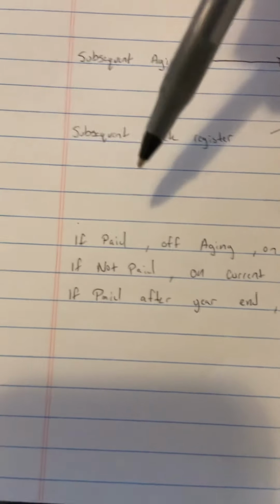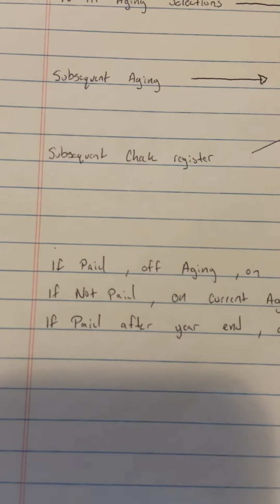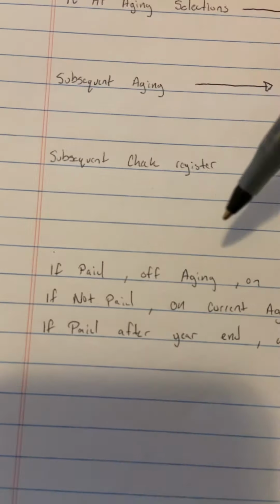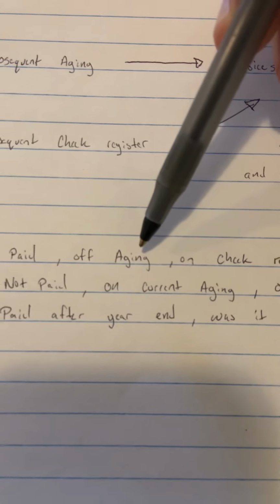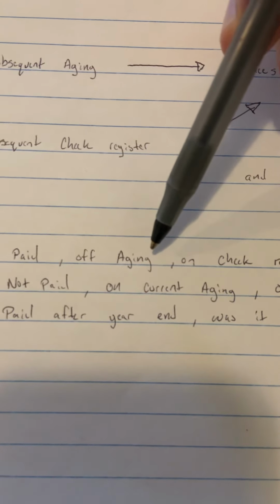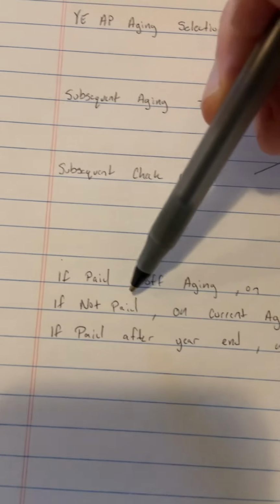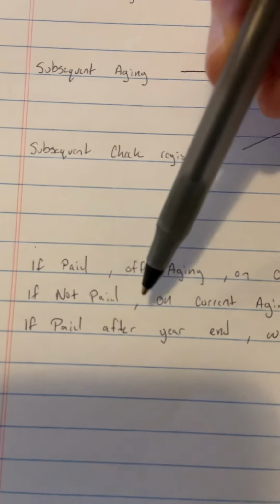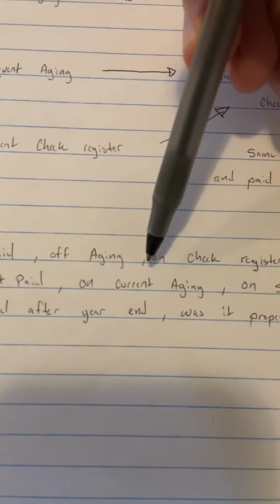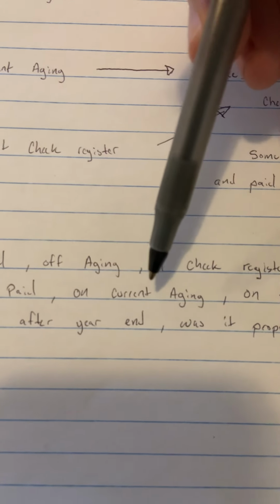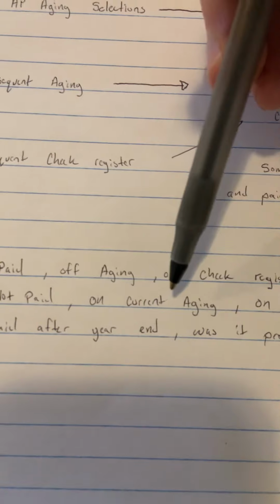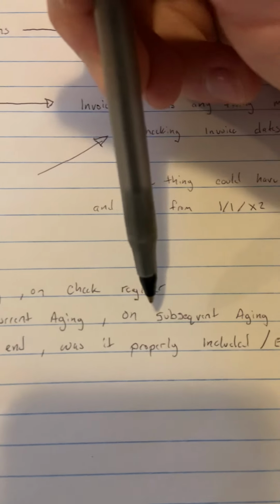So really, like I said, this is all in short. We're really answering these three things on the invoices. If the invoice was paid, it should be off the new subsequent aging, and it should be on the check register. If it was not paid, well, we should still see it on the current aging, because if it doesn't get paid, it doesn't go anywhere, right? And we should see it on the subsequent aging.